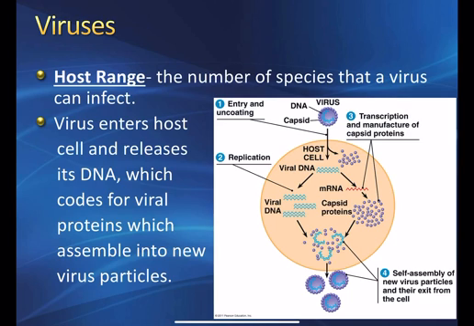Now, let's talk about the host range. The host range is the number of species that a virus can infect. So some viruses are very specific. They can only infect one host. For example, measles. Measles is a virus that can only infect humans. You don't see dogs with measles or any other animals with measles. It's very specific. It has a limited host range. Some viruses, though, like the West Nile virus, which we usually associate with mosquito bites, can actually infect horses, birds. Humans can get the West Nile virus that's transmitted from mosquitoes, and so it has a larger host range.